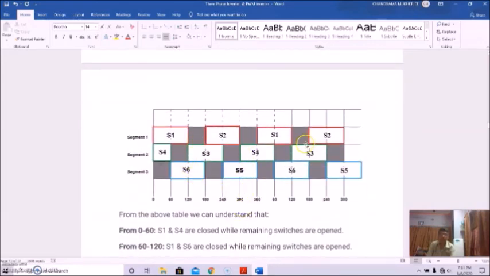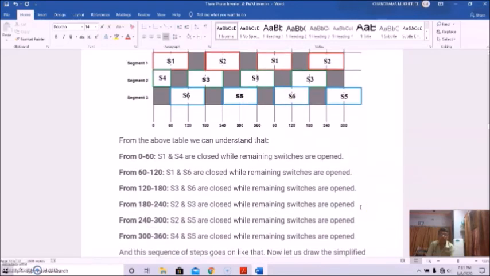So this is like this. This is for segment 1: S1, S2, S1, S2, S3, S4, S3, S4. And this is S5, S6, and so on. From the above table, we can understand that for 0 to 60, S1, S4 are closed, while the remaining are open.